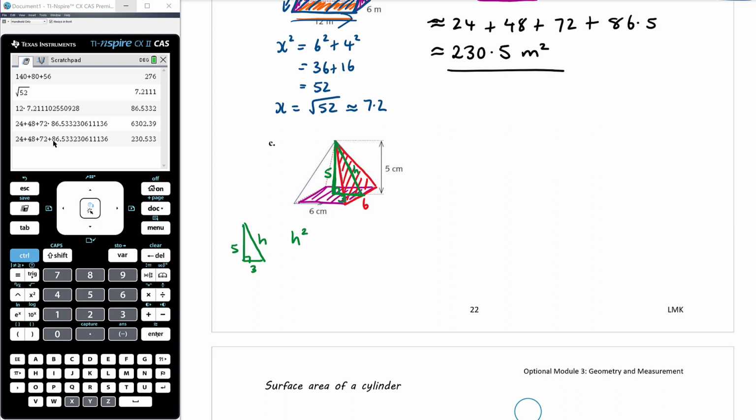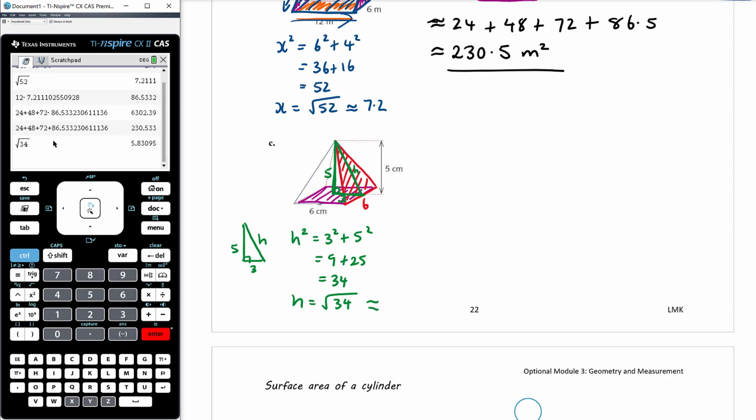So h squared equals 3 squared plus 5 squared. So that's 9 plus 25, which is 34. And so h is the square root of 34, which is approximately 5.8.